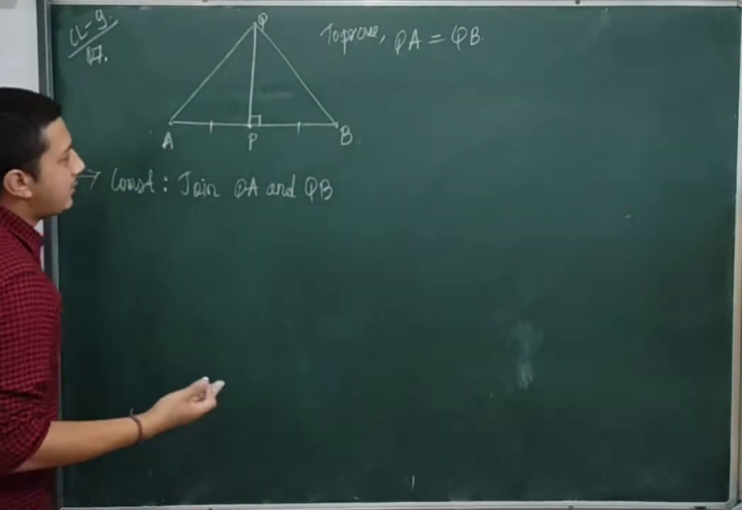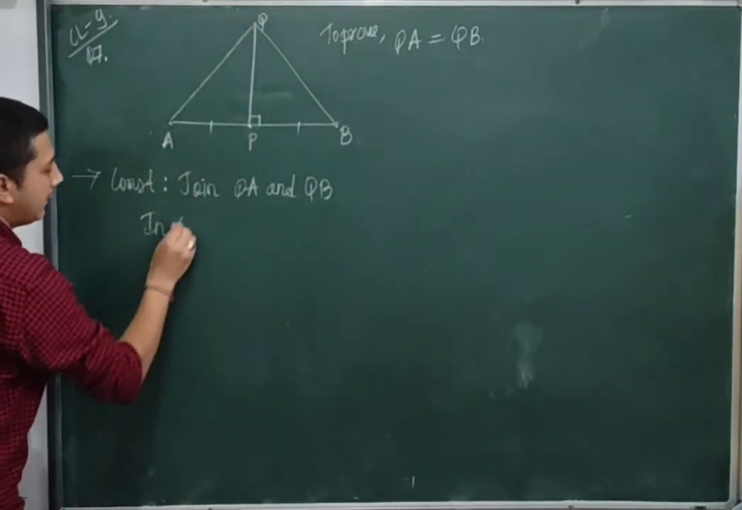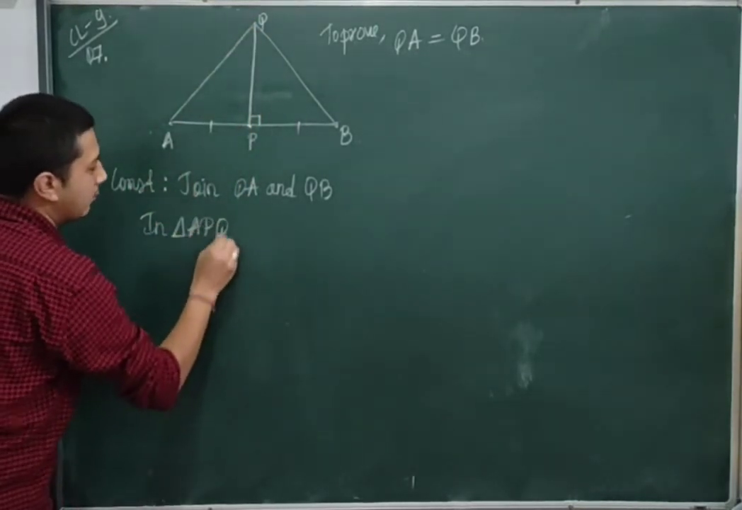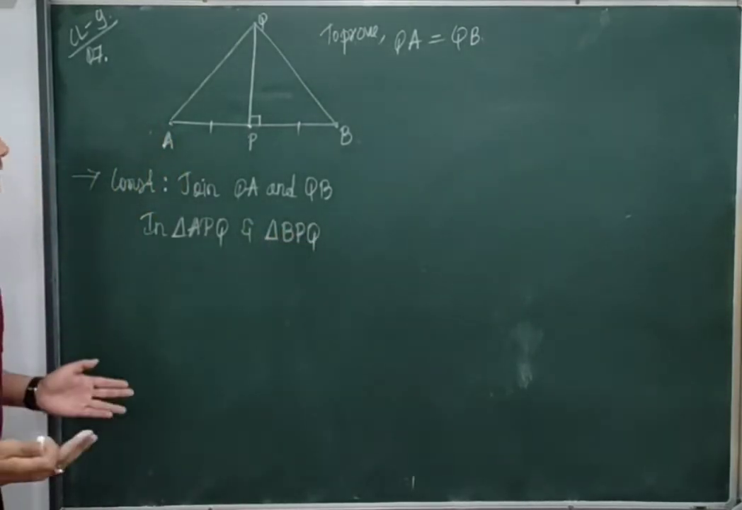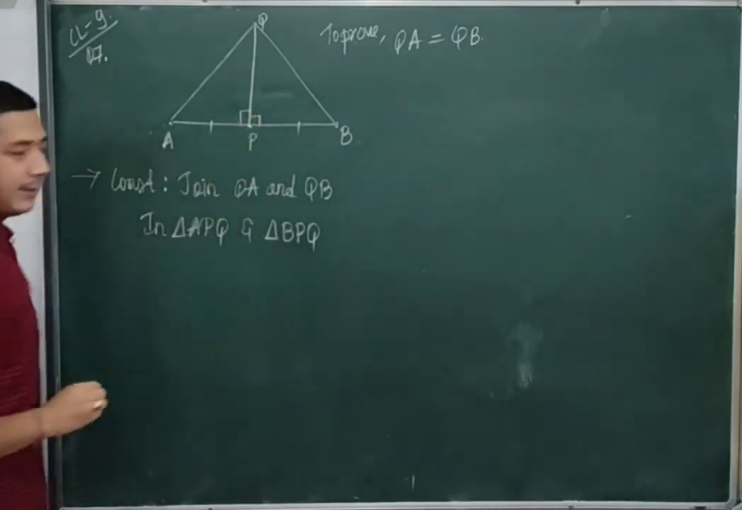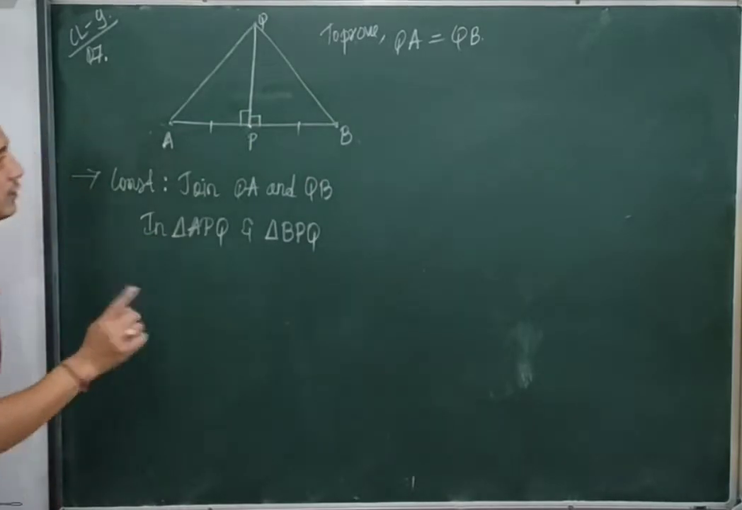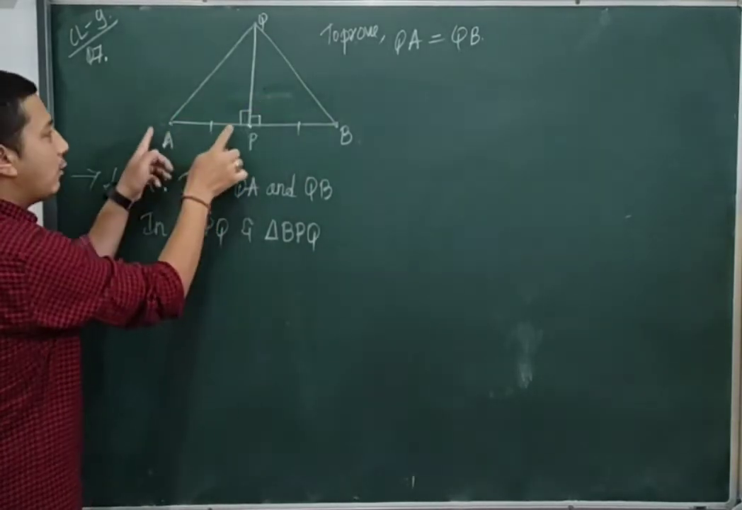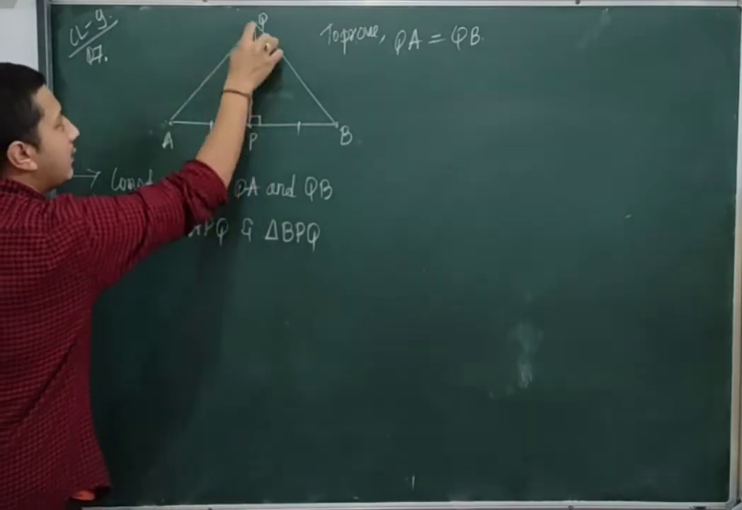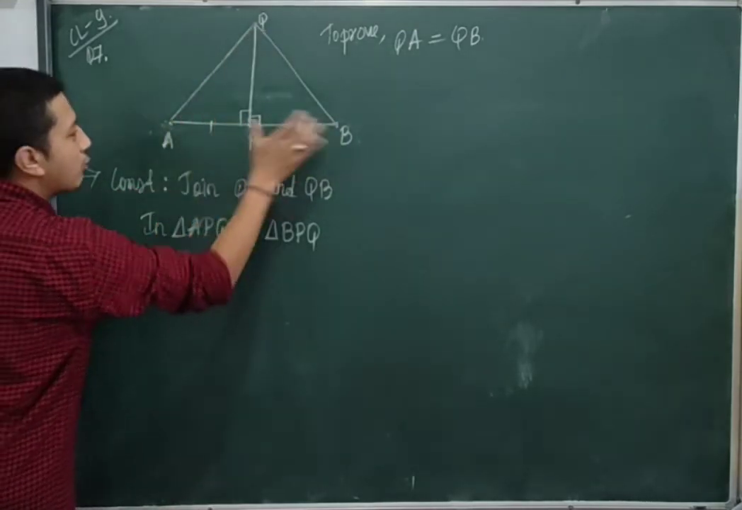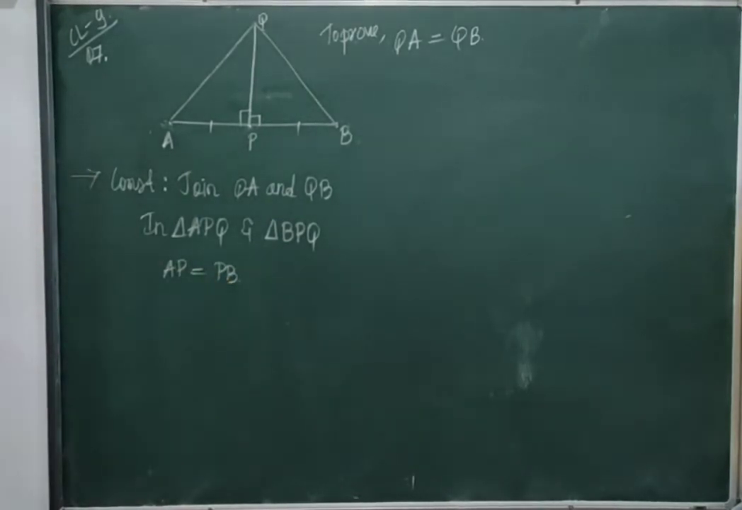Now what you will do is very simple. Take triangle APQ. In triangle APQ and triangle BPQ, what do we see? See, this is 90, which means this is also 90. In these triangles APQ and BPQ, first of all I know AP equals BP. I'm talking about these two triangles APQ, BPQ. AP equals PB, isn't it? I hope you're clear.